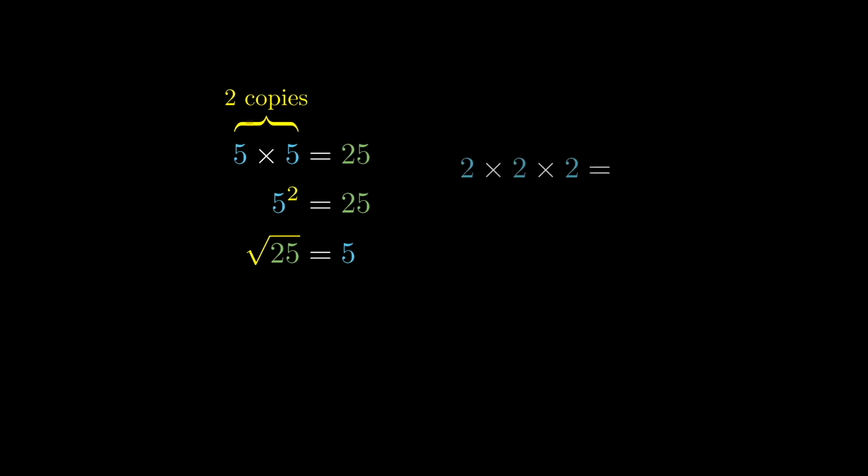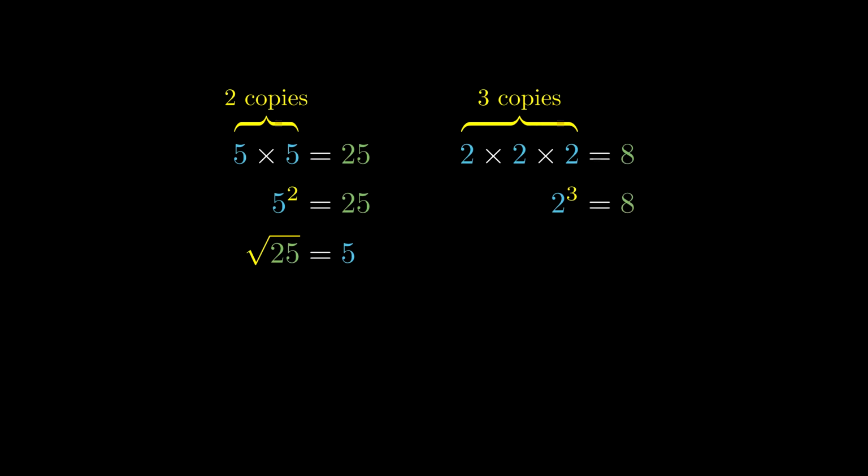Similarly, if we do 2 times 2 times 2, we know the answer is 8, because 2 times 2 is 4, then double again gives 8. But because there were 3 copies of 2, we now have 2 to the power of 3, and the common name for that is 2 cubed, for similar reasons to the square thing. But again, it's just a convenient way to write the same number.